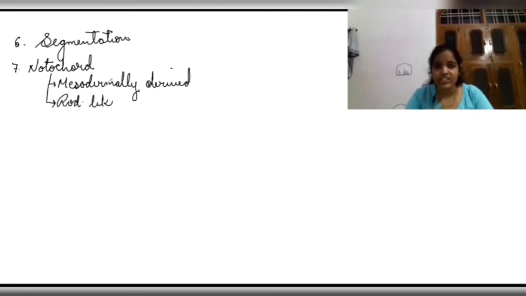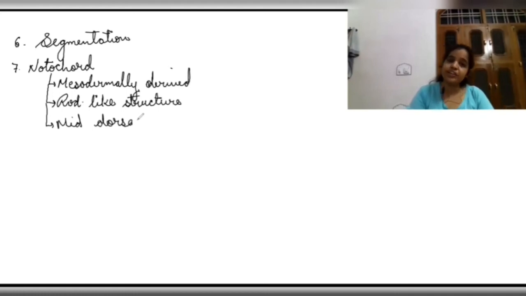These questions are actually asked in the exams. Rod-like structure where they are formed on the mid-dorsal surface. Mid-dorsal. In detail about this notochord, we'll see when we start the chordate members, because non-chordates do not have notochord. So what two types are there? Let's write those names also. One is non-chordates, the lower animals, and another one is chordates.